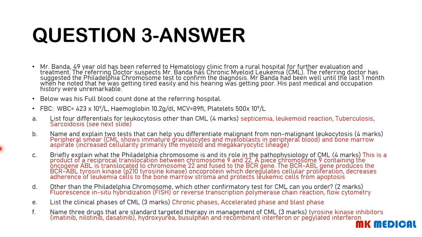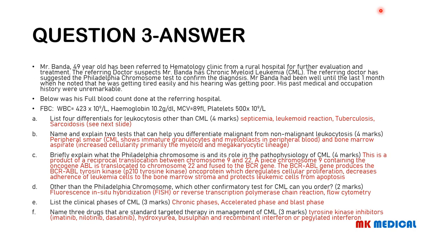And of course, the other tests that we can do: fluorescence in situ hybridization, or FISH. We can also do reverse transcriptase polymerase chain reaction, even flow cytometry to confirm the diagnosis. The three clinical phases are going to be a chronic phase, accelerated phase, and the blast phase. Again, I've covered all these details in my video on chronic leukemias. I have also done a video on acute leukemias. I will leave a card here again for the acute leukemias. You can just check out that and learn as much as possible.